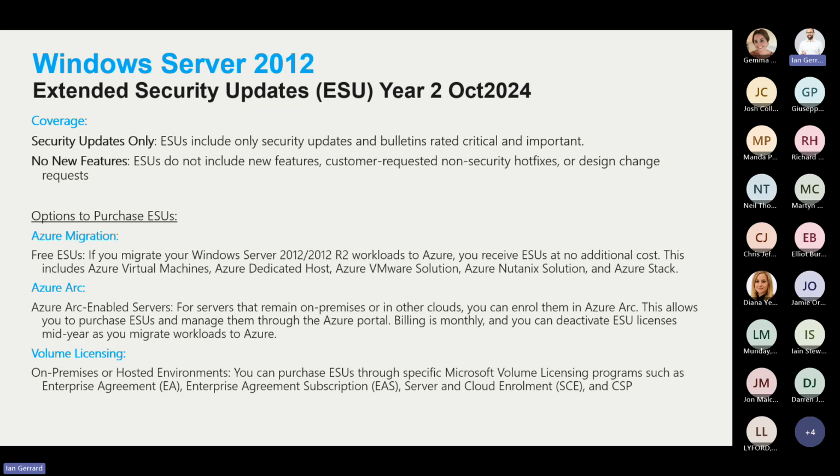Effectively, you can enroll them in Azure Arc, and through the Azure consumption, you can buy your security updates on a month-by-month basis and turn it off whenever you need to as well. Or the third option, by far and away the most popular, 80 to 90%, is to buy an annual volume license for that extended support. You have to buy it in year 1 and year 2 and year 3. So for example, if you needed it right now, you need to go back and buy year 1 as well as year 2. It runs October to October. You have to buy the full year.